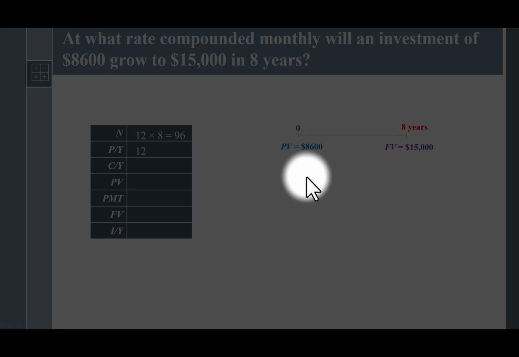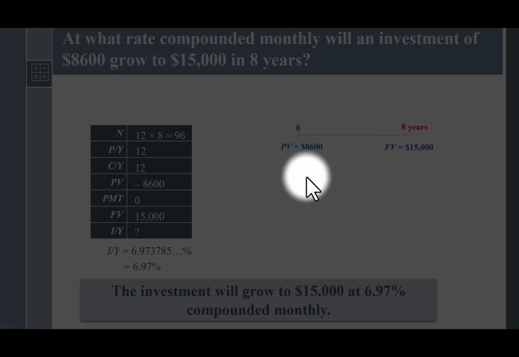Interest rate, we don't have it, we're looking for it. So PY is 12 because it's compounded monthly. So is CY. Present value is 8,600, but it's an investment, so it's a minus. Future value is 15,000, and keep in mind PMT for compound interest is 0, as we explained in the other videos. Press CPT, interest rate, and it will give you the answer. Remember, this is the nominal interest rate, and that's what they're looking for. So the nominal interest rate is 6.97.